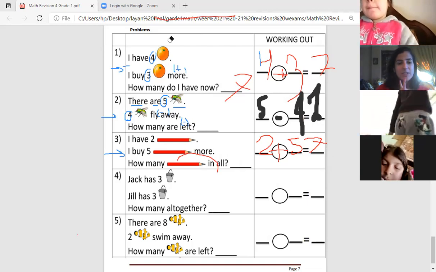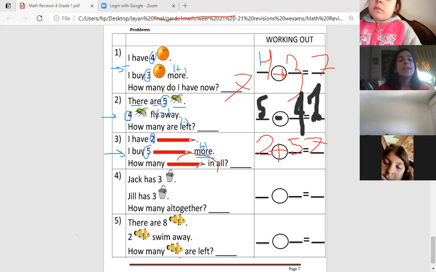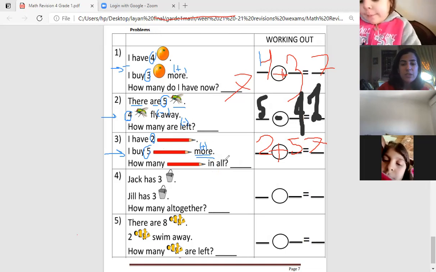We must understand the problem. Circle the numbers. We have 2 pencils, I buy 5, okay? More, the word more, shows me that this is addition. So I can write a plus above it. How many pencils in all? In all, this is also a word that shows me this is addition. So this word shows me that this is addition.